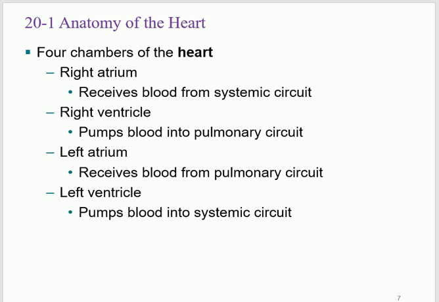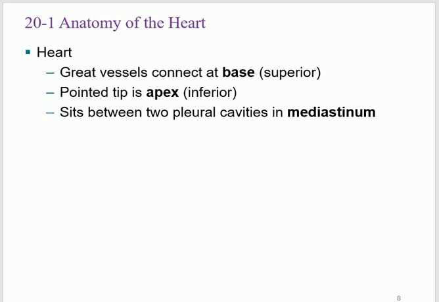So now the chambers of the heart. This was in the lab. We have the right atrium receiving the blood from the three sources, followed by the right ventricle, out to the lung, coming back from the lung to the left atrium, to the left ventricle. These are the four chambers of the heart.